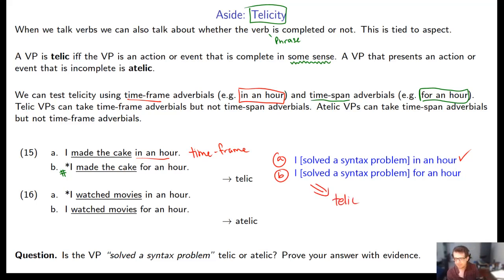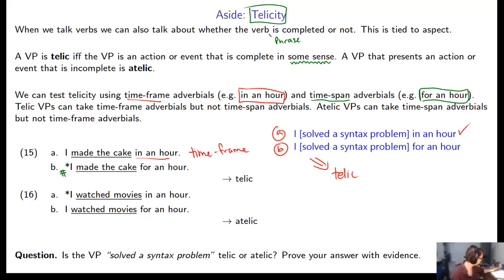Now, just to demonstrate the fact that if we change things a little bit, we can get different sides of telicity. Let me move this up a bit. I want to change the sentence slightly.